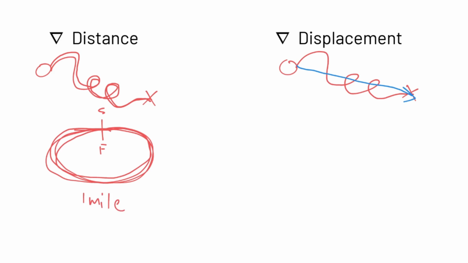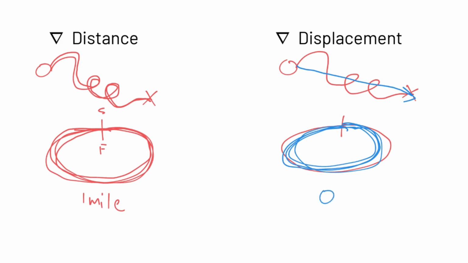On the other hand, in terms of displacement, if you ran 4 times around the track, because you start and stop at the same place, your displacement would be 0 miles. Start and stop at the same place. Zero displacement.